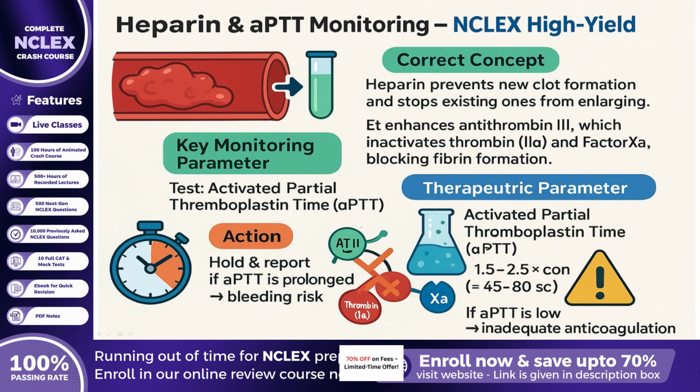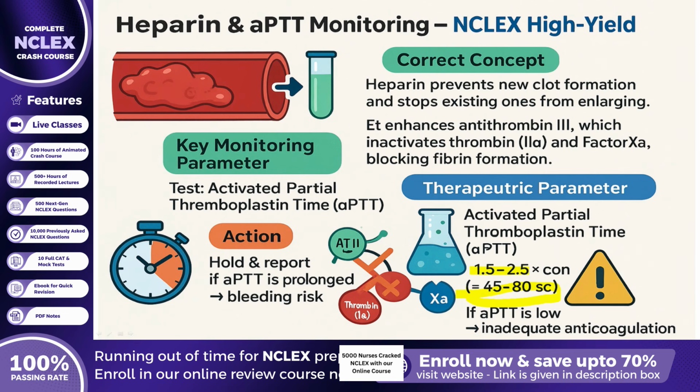The therapeutic range is generally 1.5 to 2.5 times the normal control value, approximately 45 to 80 seconds, depending on institutional standards. A value exceeding this range signals an excessive anticoagulant effect and heightened bleeding risk, necessitating the dose to be withheld and reported to the physician. On the other hand, a low aPTT suggests that heparin is not effective in preventing clot propagation. Therefore, nurses must always review the most recent aPTT results before each administration.